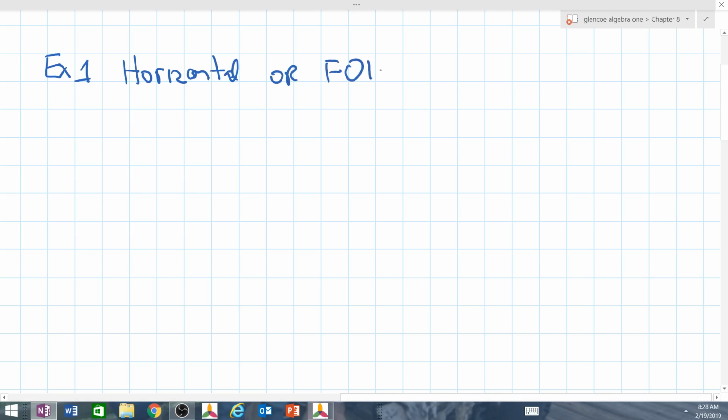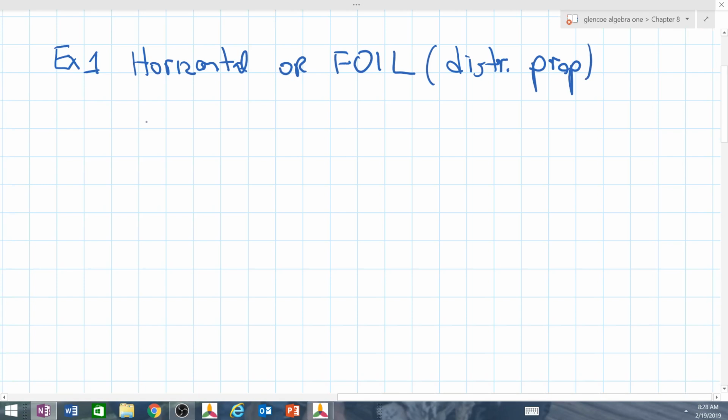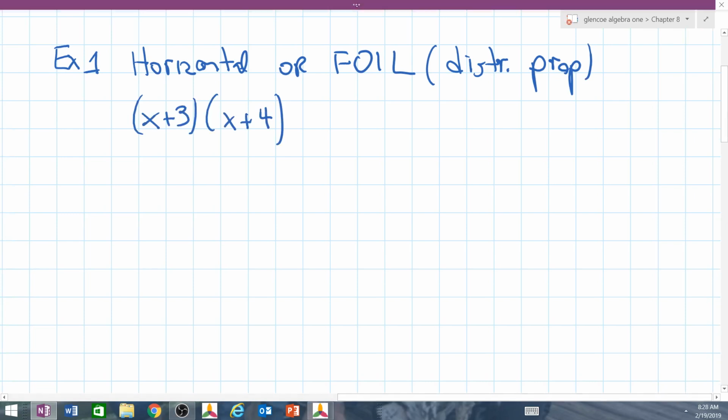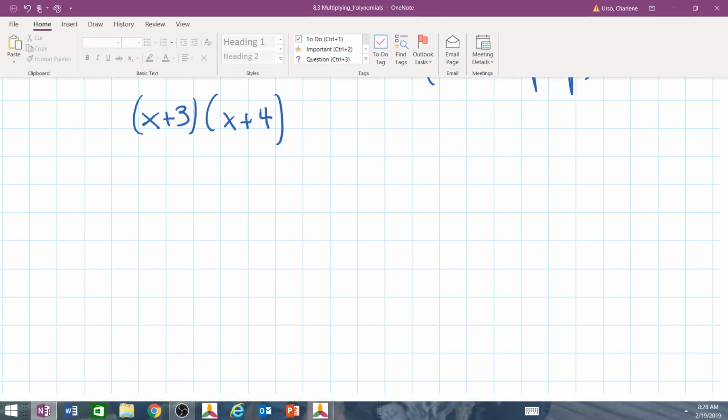Again, FOIL stands for first term times first term, outer term times outer term, inner term times inner term, last term times last term. And again, it's nothing more than the distributive property. So example number 1, x plus 3 times x plus 4. And let's just show you what that's going to look like.